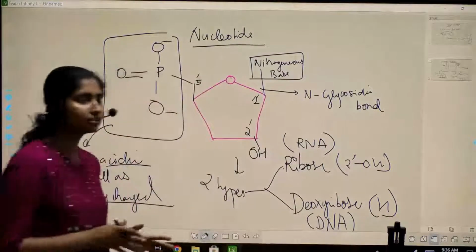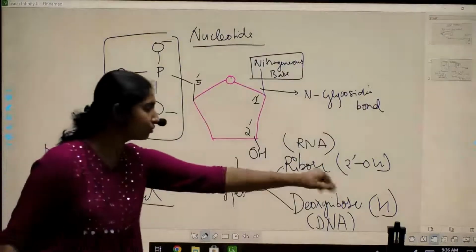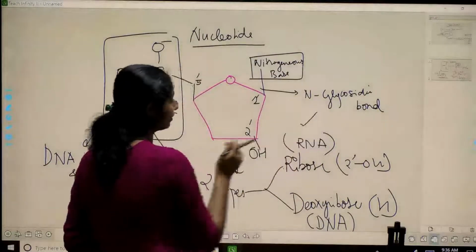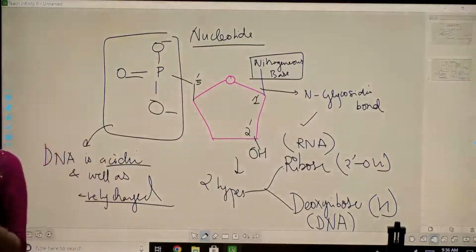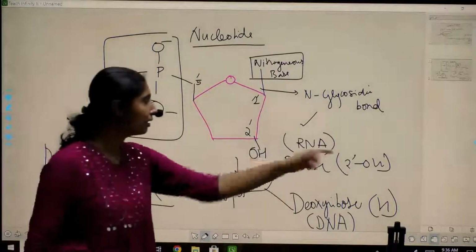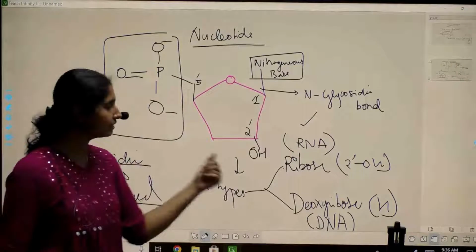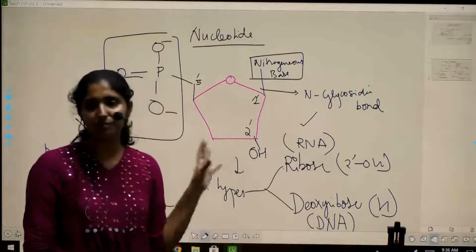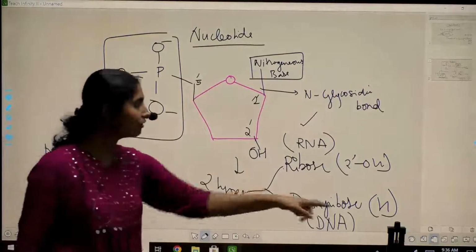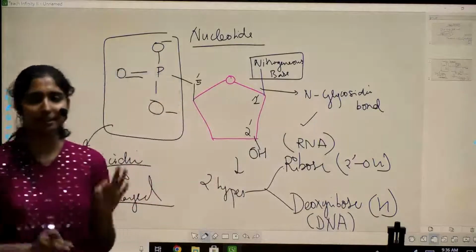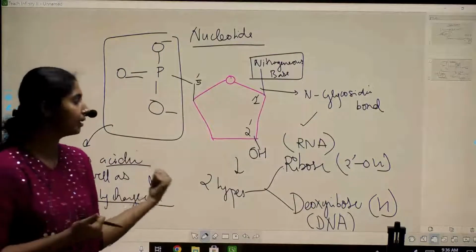The presence of oxygen in hydroxyl groups makes RNA highly reactive. So RNA is highly reactive due to the presence of a hydroxyl group at the 2' carbon. Whereas in case of deoxyribose that is present in DNA, we only have a hydrogen atom. So we can say DNA is more stable compared with RNA.